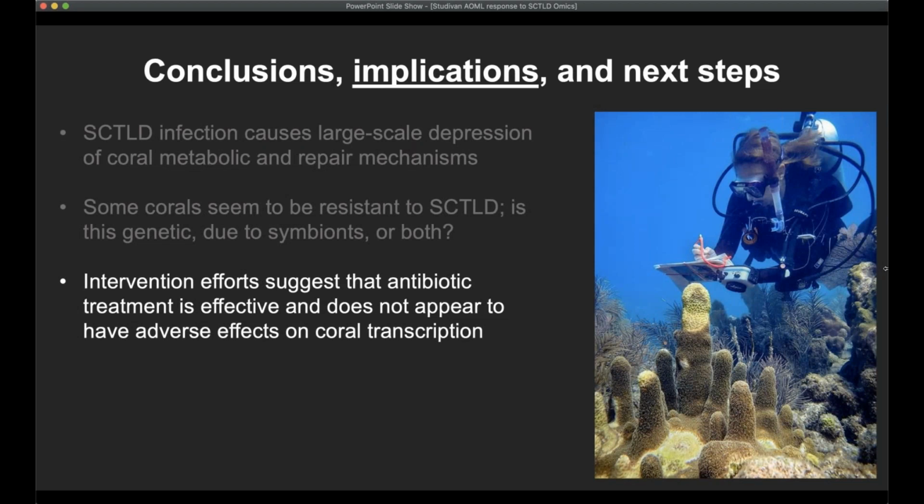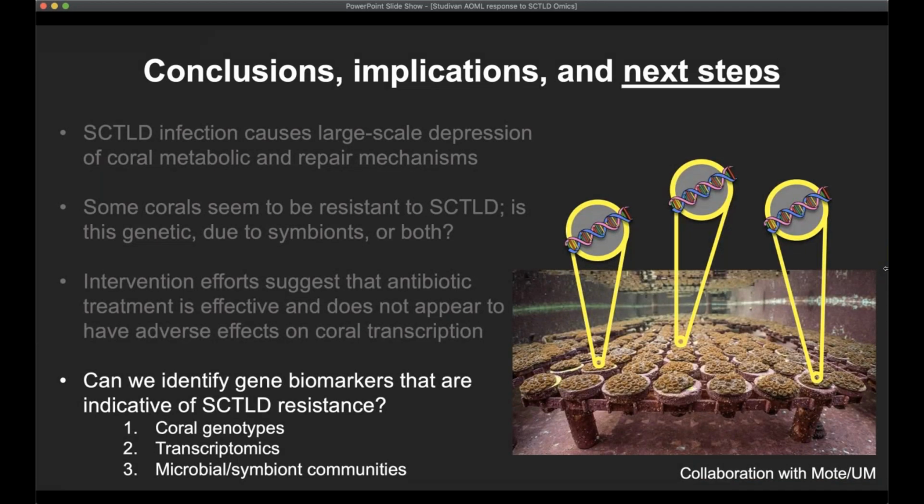In general, it seems that intervention efforts using antibiotics are effective in stopping the progression of disease across a coral colony. And from our transcriptomic data, it would suggest that it doesn't have an adverse effect on coral transcription through time. So antibiotic treatment might be warranted for certain cases where you're trying to keep extremely rare species like this Dendrogyra cylindrus alive, or if you're trying to maintain a healthy, reproductively viable population by treating some of our larger coral colonies that we have in Florida.